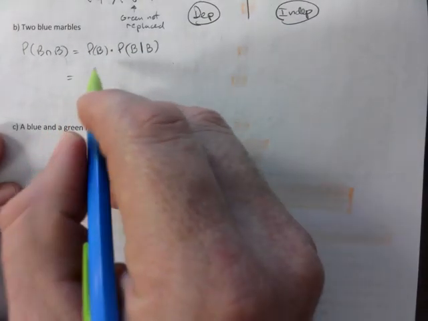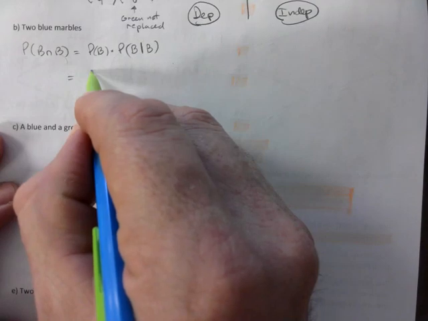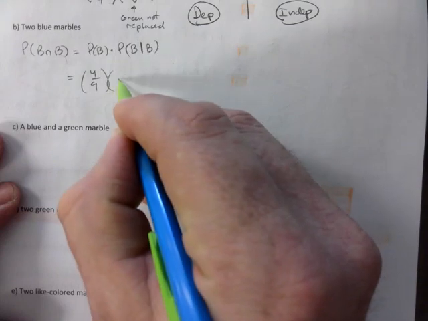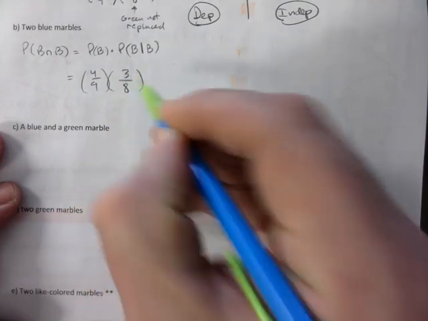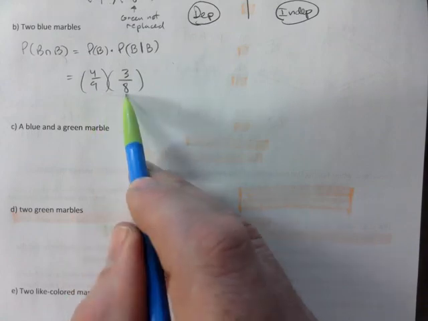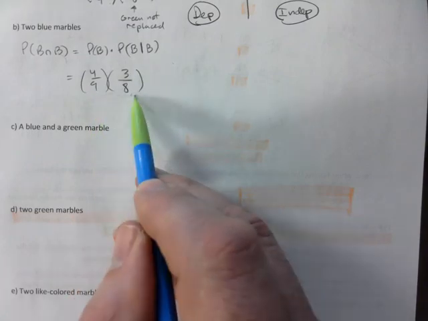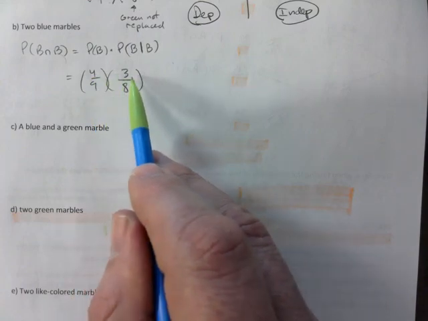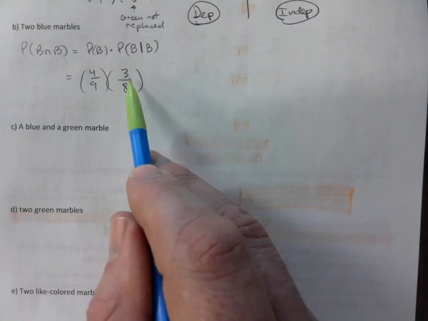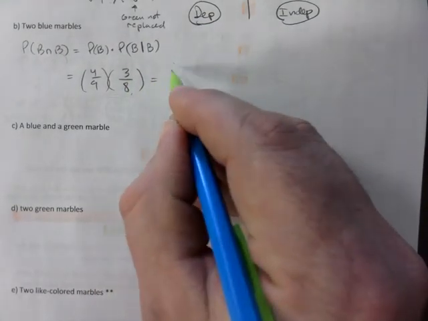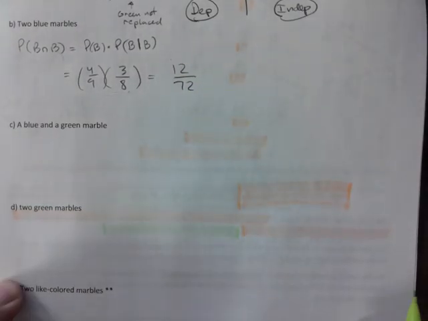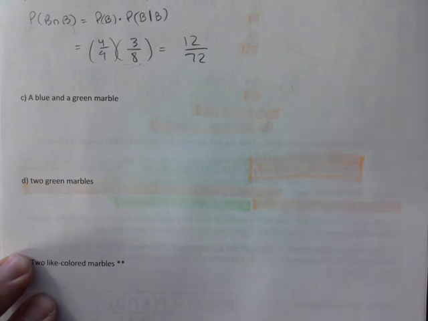So we've got probability of blue, 4 out of 9. And then it's 3 out of 8. How so? Well, the 8, I think most of you know, went down by 1. But the number of blues has also gone down by 1. So in this case, it would be 12 over 72. I'll just leave it at that. Does that make sense, that both numbers are affected in this case?